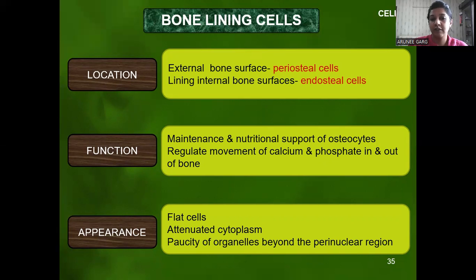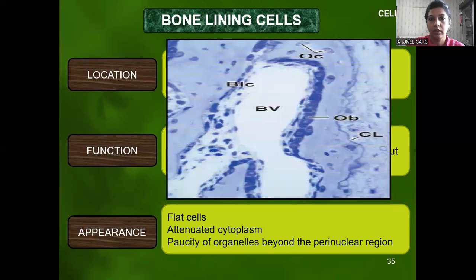Appearance, they appear as flat cells. They have attenuated cytoplasm and paucity of organelles beyond the perinuclear region. These are the bone lining cells. This is the blood vessel, and these are the bone lining cells.